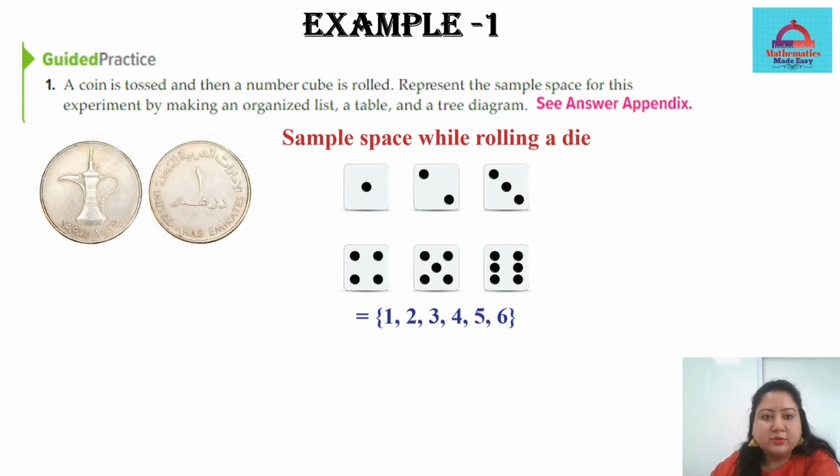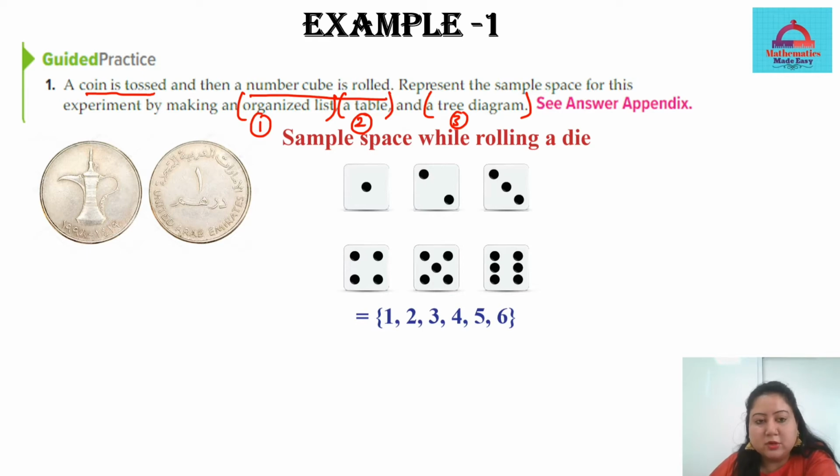In this question, you have the experiment that a coin is tossed, and after that a number cube is rolled. You have to write the sample space for this experiment in 3 different ways. Number 1, you have to give the organized list. Number 2, you have to do the table, and number 3, you have to do the tree diagram. So let's see what the possible outcomes are.